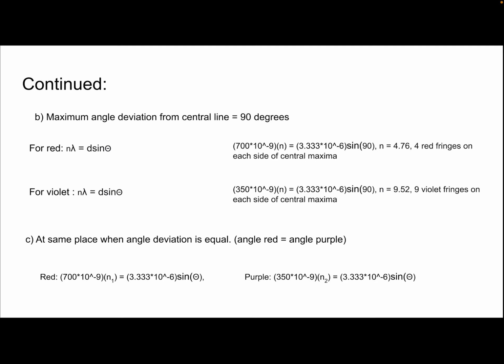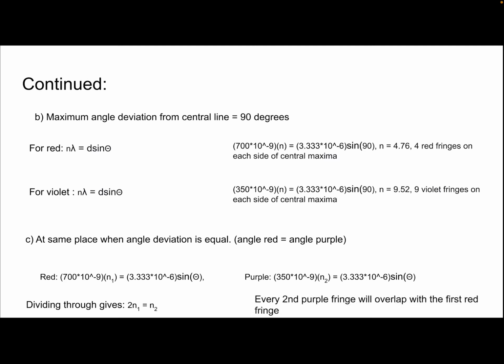If we look at our violet one, we write out the exact same thing, except our n1 and n2 are different, but we have the same sine theta. If we divide red by violet, so we take the red formula divided by the violet formula, what we get is pretty telling. 700 nanometers divided by 350 nanometers gives us 2. Because the right-hand side, d sine theta, is exactly the same since the bright fringe occurs at the same position, we see that 2n1 equals n2.